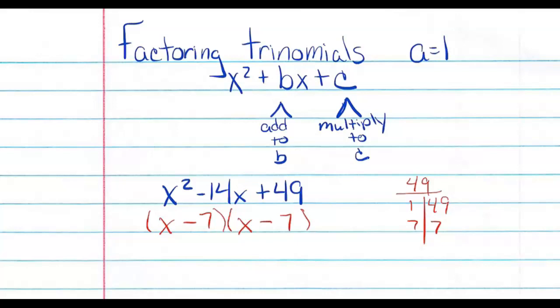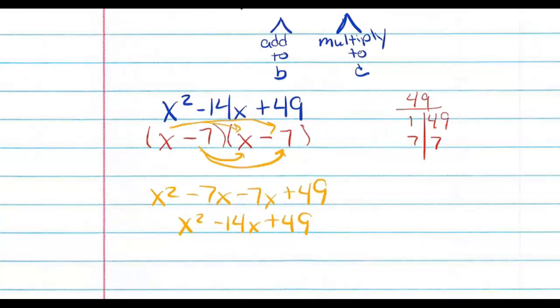So pause it, double check this, and make sure it works out using FOIL, or the distributive property. Remember, FOIL is just a fancy way of saying to distribute. It does work out: x squared minus 14x plus 49. So positive c, negative b, that means I'm looking for two negative integers.